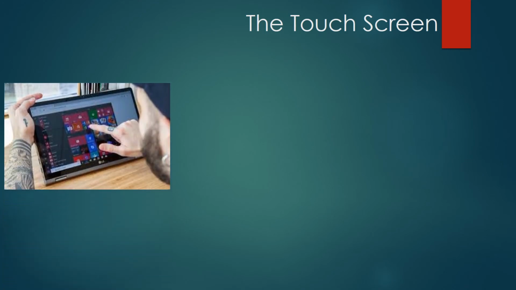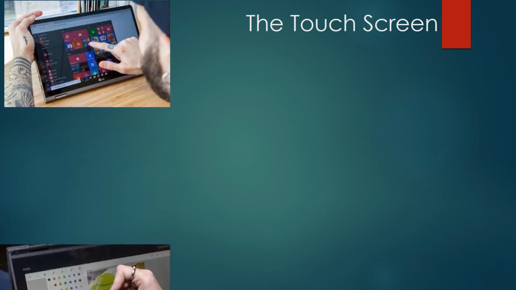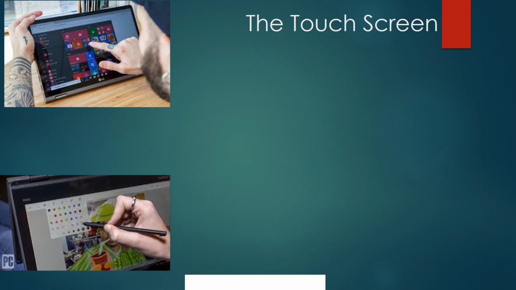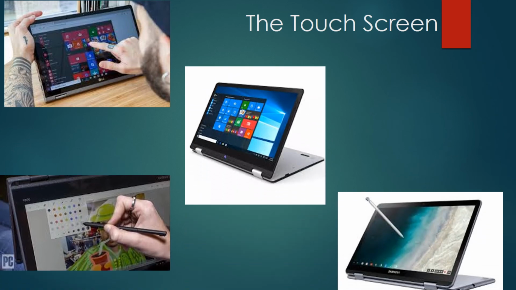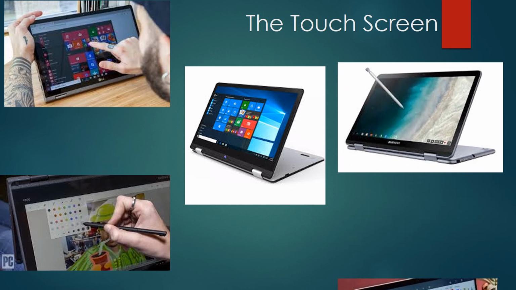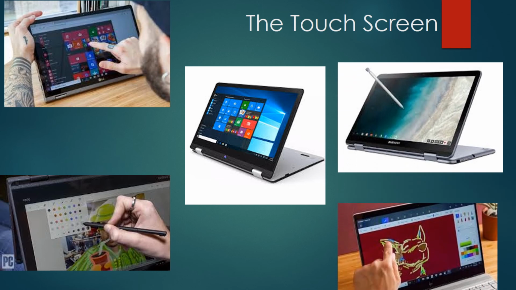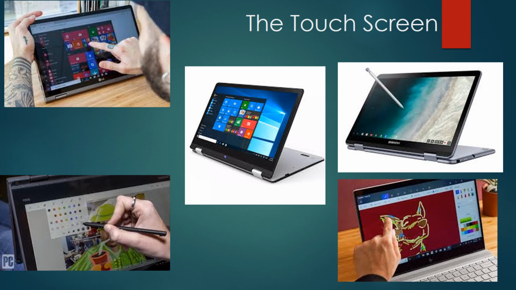The touch screen. A touch screen is used both as an input device and an output device. It consists of a touch-sensitive screen covered with a plastic or glass layer. Users select and enter data by touching points on the screen.